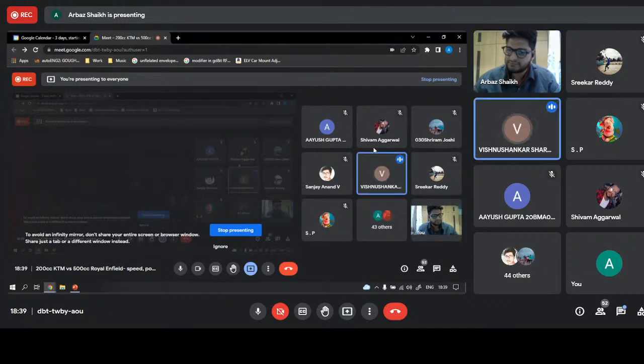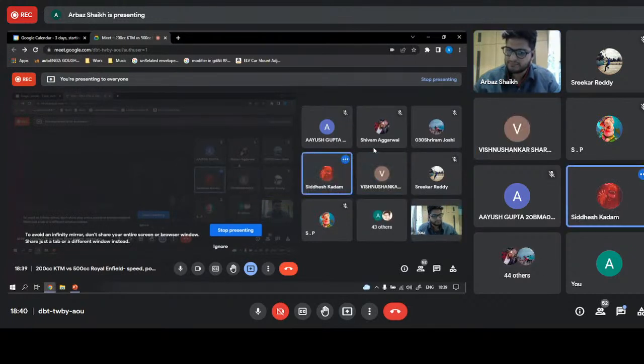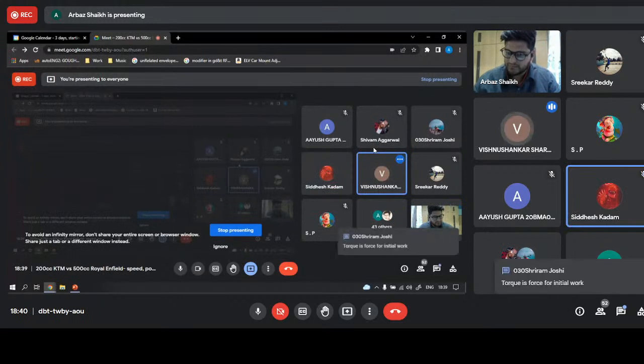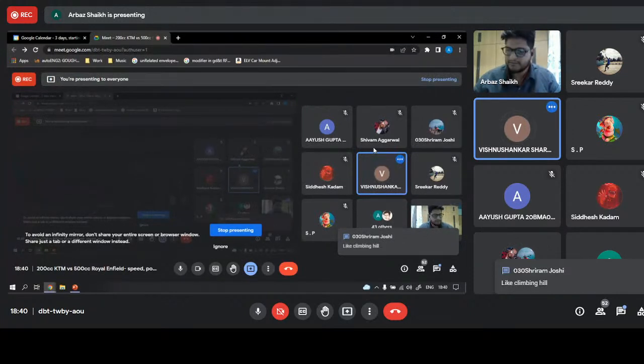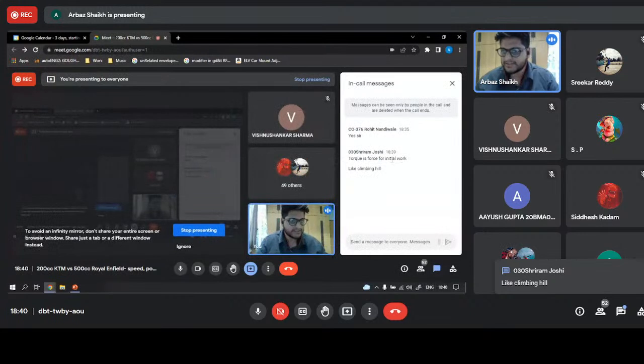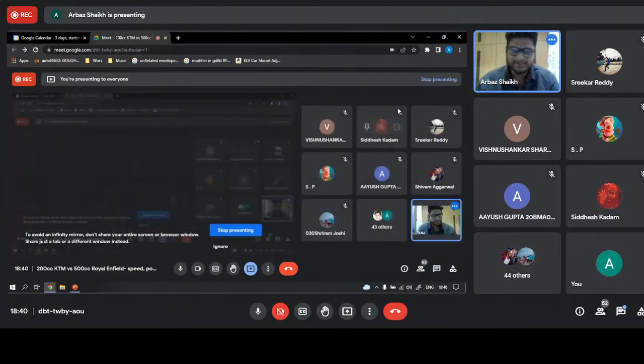Word force to do movement. The torque is twisting force or power, work per second. Work per second, sir. Per unit time. Sriram Joshi is saying that torque is initial force, like climbing a hill. Good examples. Climbing a hill in the case of a vehicle, if I'm not wrong.